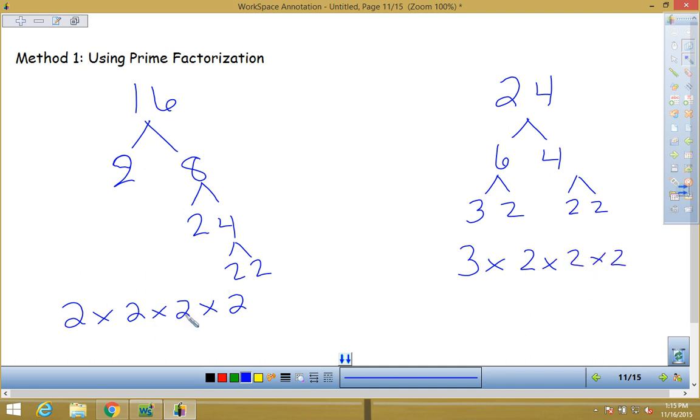So I'm comparing. I'm looking at what the prime factorization is for 16, and I'm looking at the prime factorization for 24. What do they have in common? Sophia. You hit it right on the head. I was ready to hear, well, they've got 2s. Specifically, they have 3 2s in common. Okay? That's what they share.